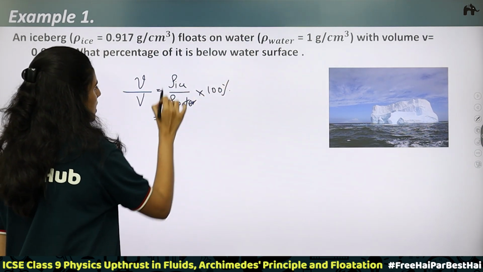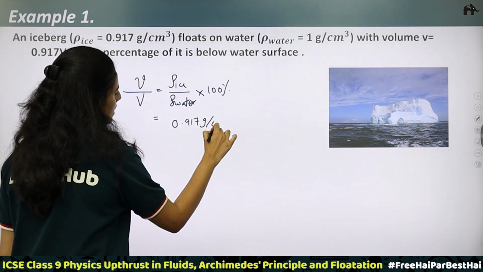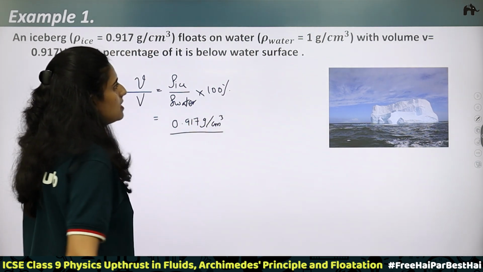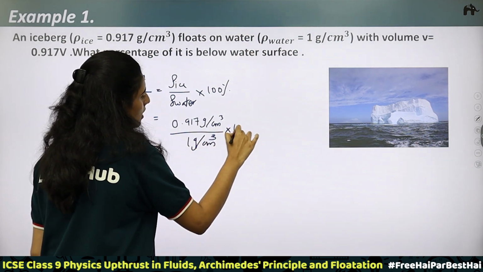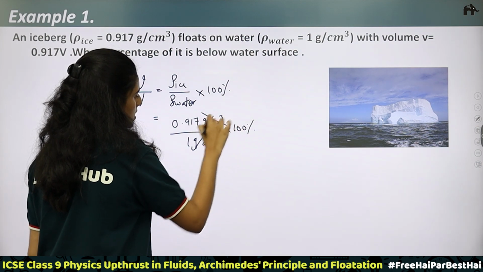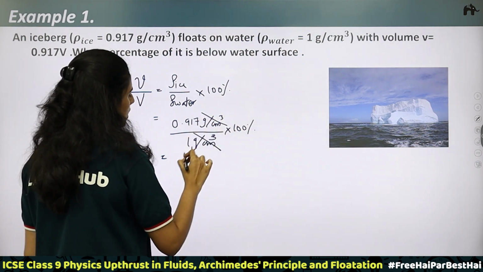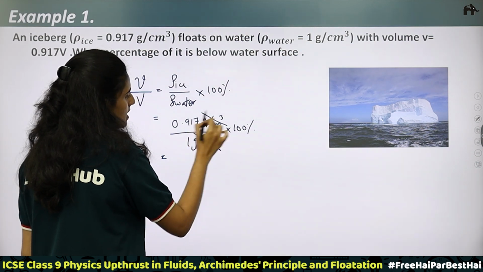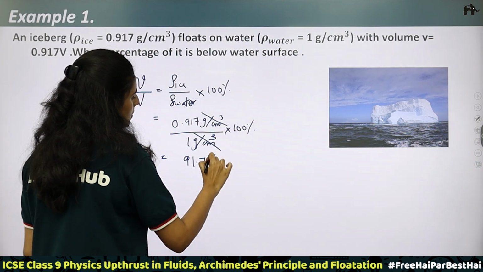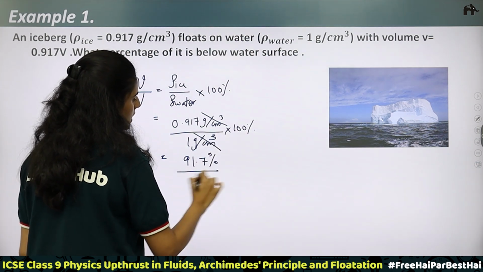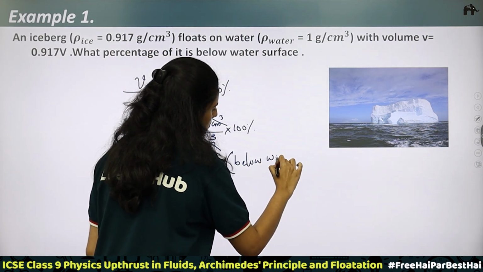Okay. So, here what is the density of ice? 0.917 gram per centimeter cube divided by density of water is 1 gram per centimeter cube into 100%. Okay, gram per centimeter cube is cancelled, then you will be having 0.917 into 100%, which means 91.7%. So, 91.7% is below water surface.